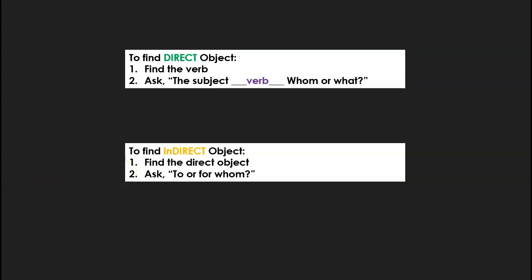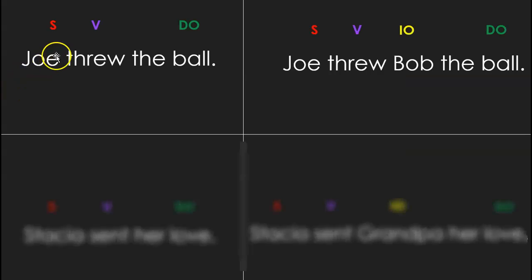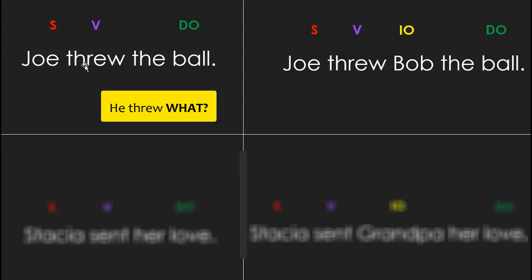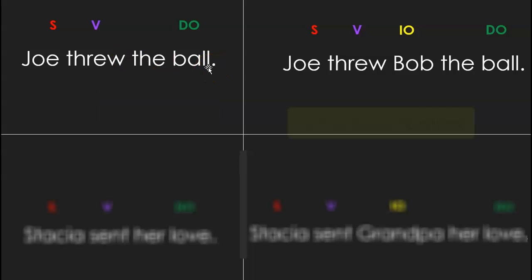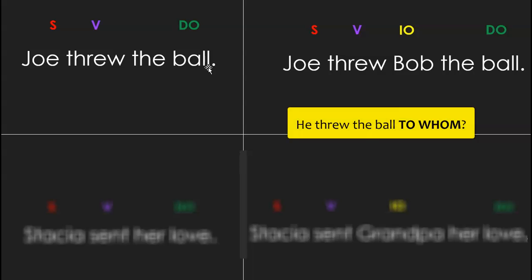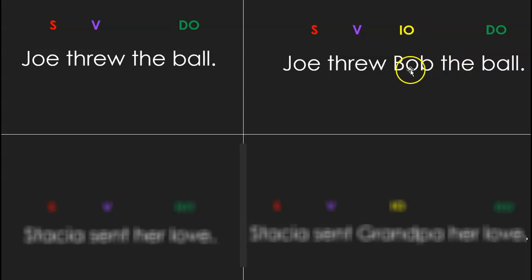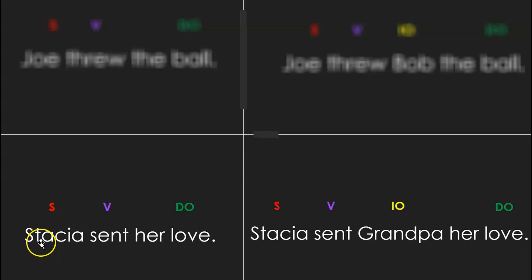To whom? Let's look at another example. We've got Joe, and Joe threw. What did he throw? He threw the ball. Well, to whom did he throw the ball? He threw Bob the ball. So that gives us our indirect object.